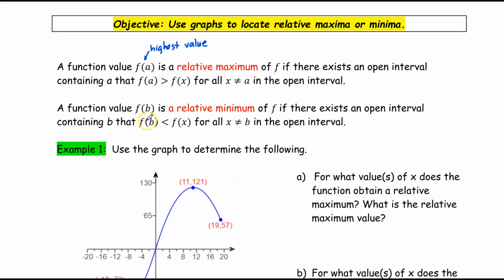Now, it is a relative minimum if f of b is the lowest value on an open interval. So it's called a minimum if it is the lowest value on an open interval.